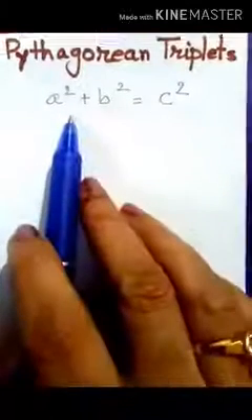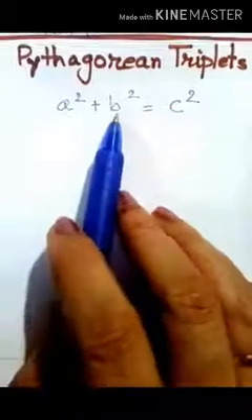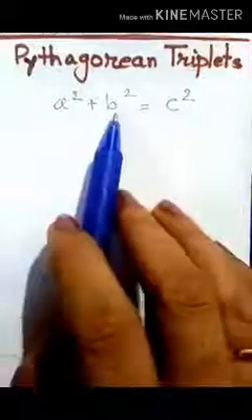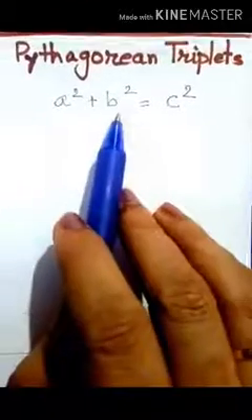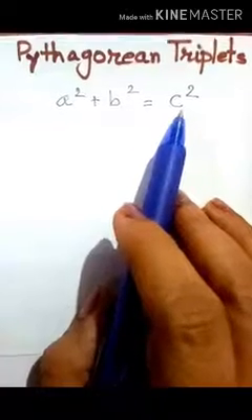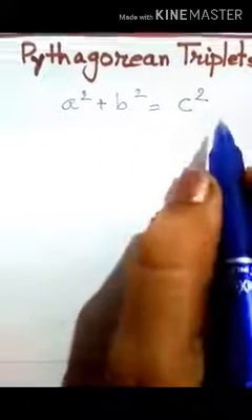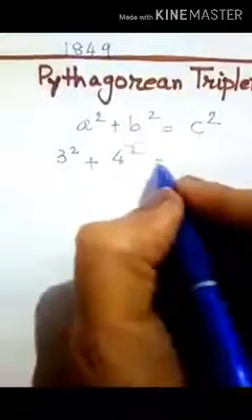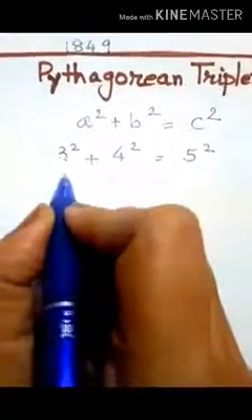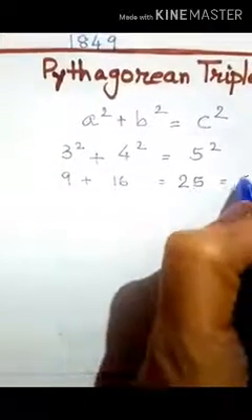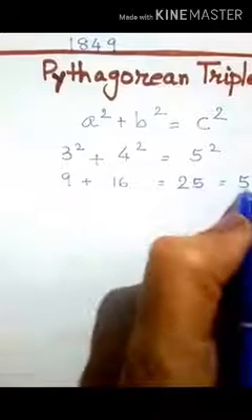You have learnt about Pythagoras theorem, which says a square plus b square equals c square, where a, b and c are numbers. Now such numbers where the square of the first number and second number add up to give the square of a third number are called Pythagorean triplets. Triplet means a set which has 3 in them. For example, 3 square plus 4 square gives you 5 square. Let's check. 3 square is 9, 4 square is 16, 16 plus 9 gives me 25, which is 5 square. So 3 square plus 4 square is 5 square.